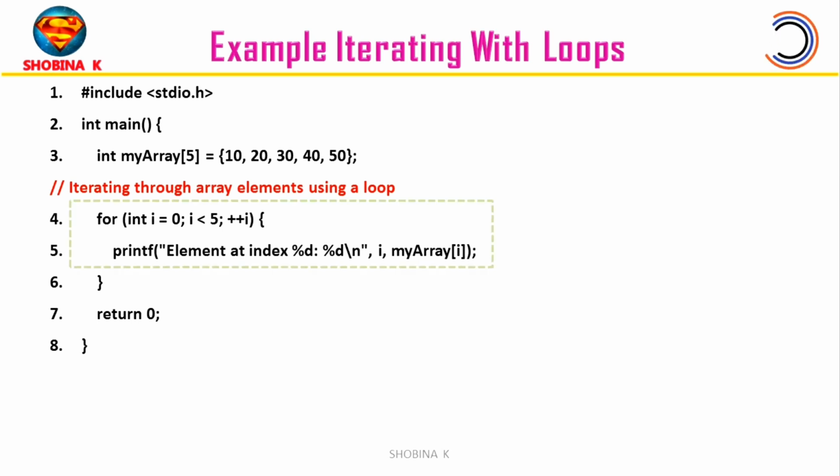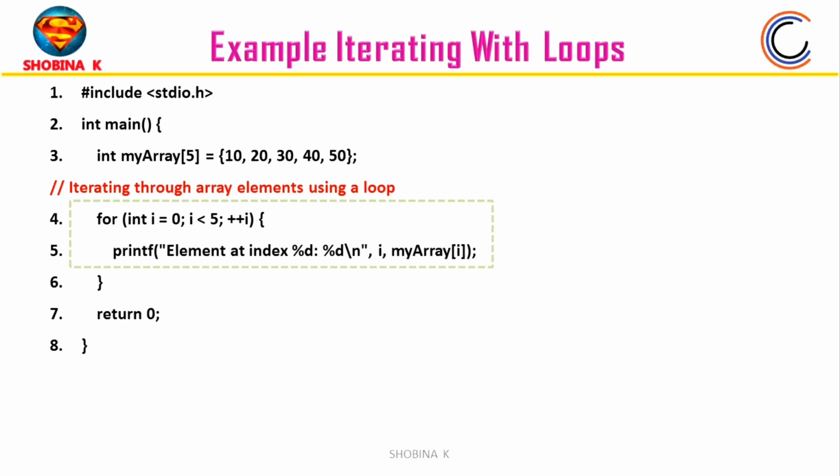Next, the for loop. This line starts a for loop. int i = 0. This is the initialization part. It initializes a variable i to 0 before entering the loop. i < 5. This is the condition part. The loop continues as long as the condition i < 5 is true. i++. This is an update part. It increments the value of i after each iteration of the loop. Inside the loop body, this line prints the element at the current index i in myArray using printf. Line 6 marks the end of the for loop.